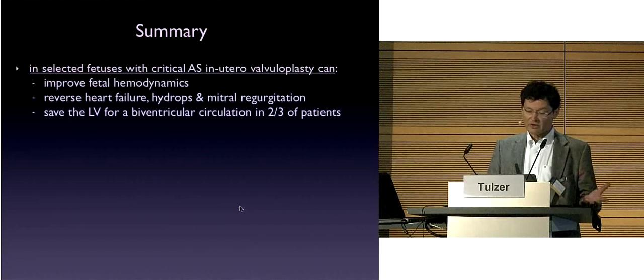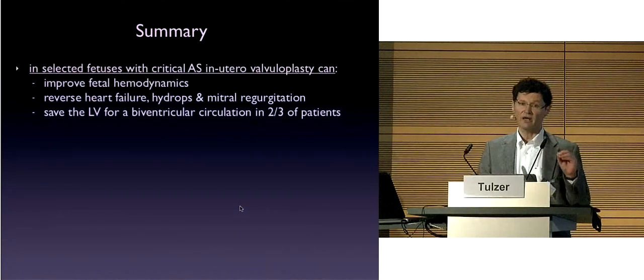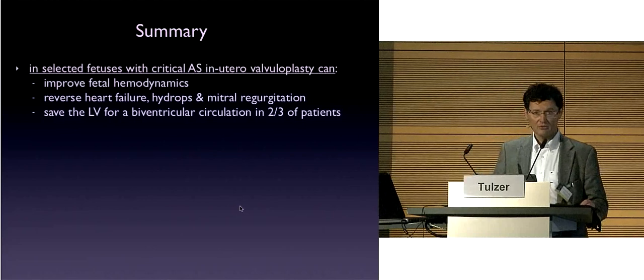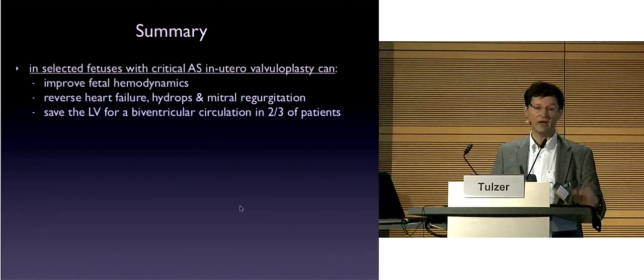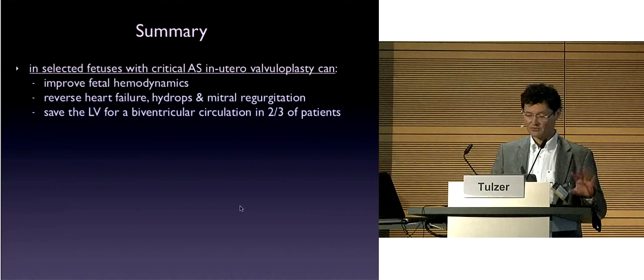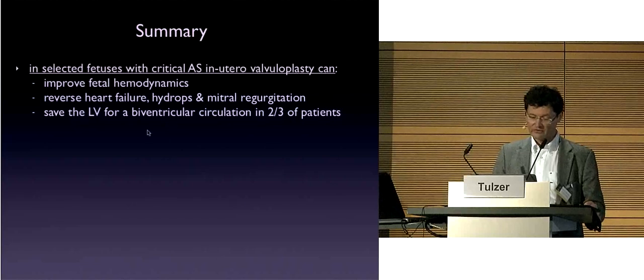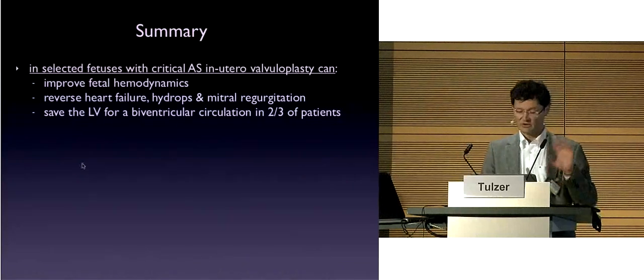So in summary, in really selected fetuses with critical aortic stenosis, you can improve hemodynamics with a successful dilation. Definitely you can reverse heart failure, hydrops, and mitral regurgitation that we have seen, and you can save the LV for a biventricular repair in up to 2/3 of patients, but really in only selected fetuses. I think this is the most important word here.